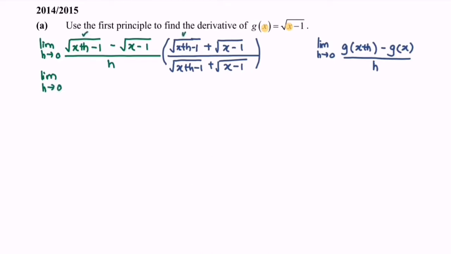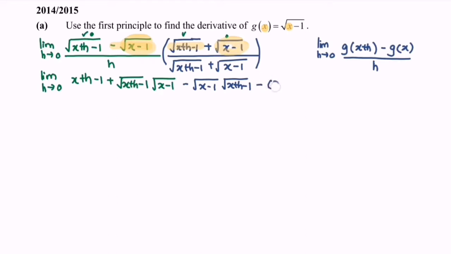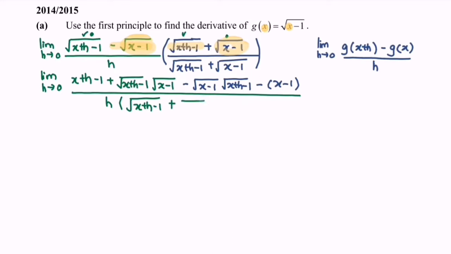If we expand this part, we will obtain x plus h minus 1, followed by multiply this part, and we will obtain plus square root of x plus h minus 1 multiply with square root of x minus 1. Next, focus on this part, and we will have minus square root of x minus 1 multiply with square root of x plus h minus 1. Next, kindly expand the situation, and we will have negative bracket x minus 1 over h bracket square root of x plus h minus 1 plus square root of x minus 1.